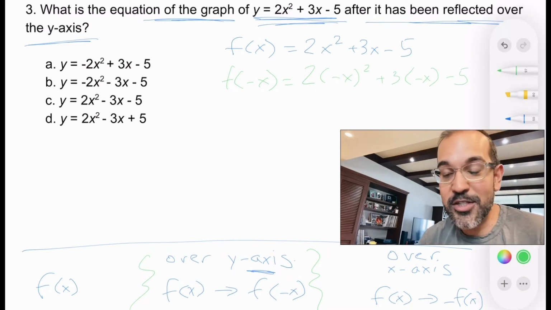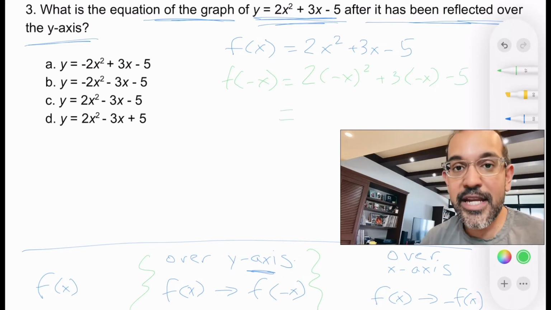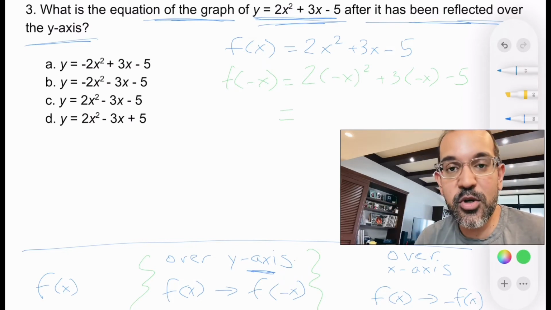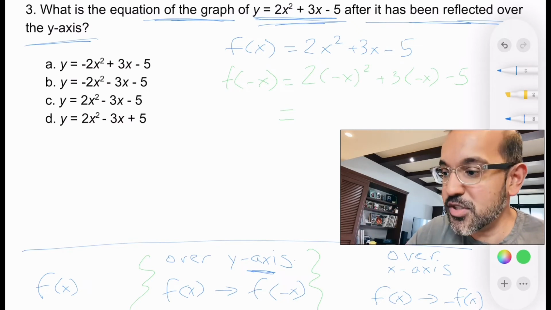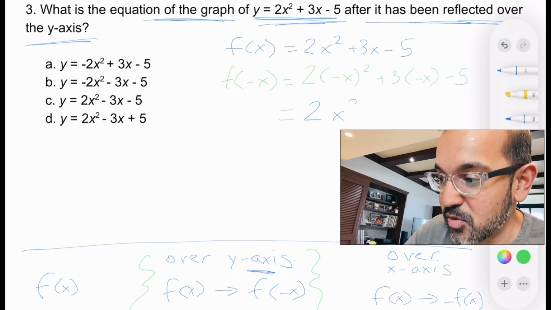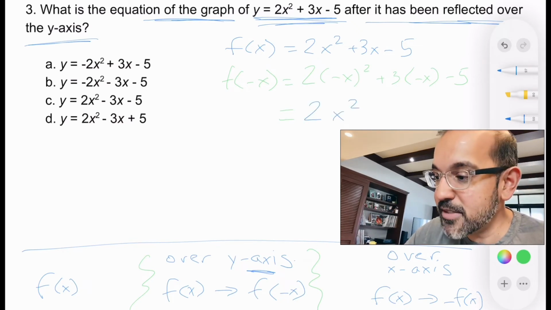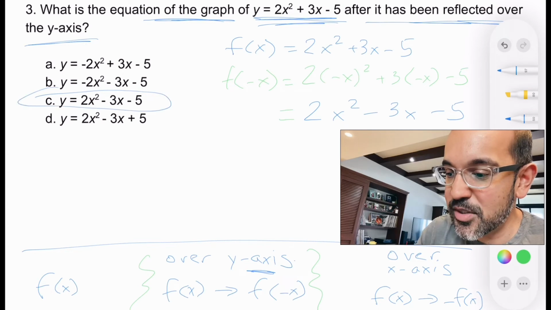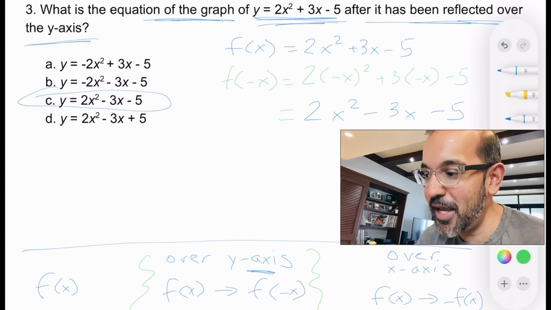So now we can just solve this out. Negative x squared, and let's just put this in blue so it's a little darker. Negative x squared would be negative x times negative x, which would become positive x squared. It stays positive. 3 times negative x is just minus 3x, and then we have minus 5. And which answer choice is that? Answer choice C. 2x squared minus 3x minus 5.